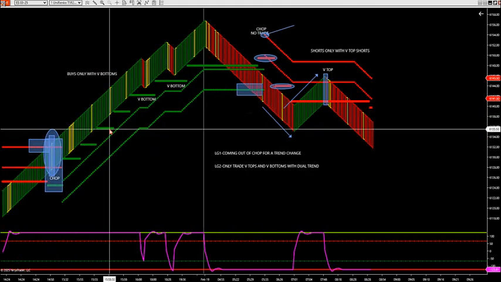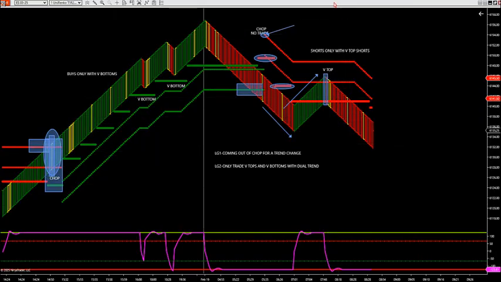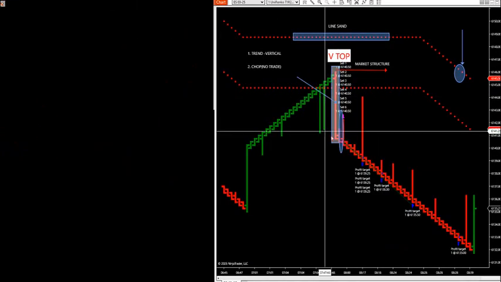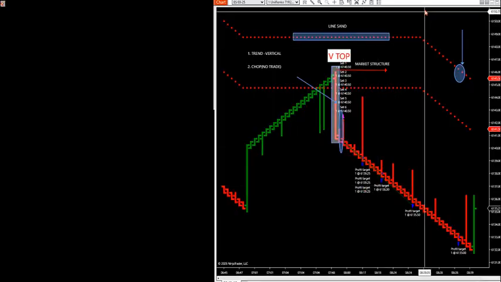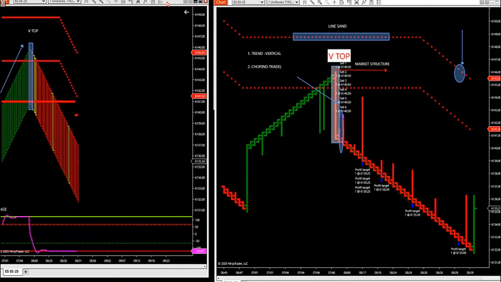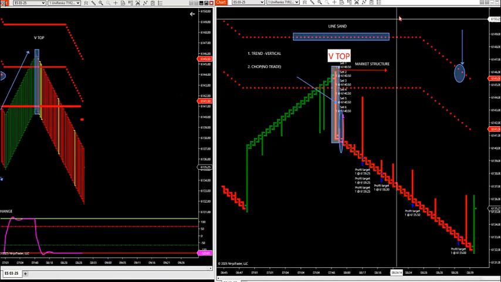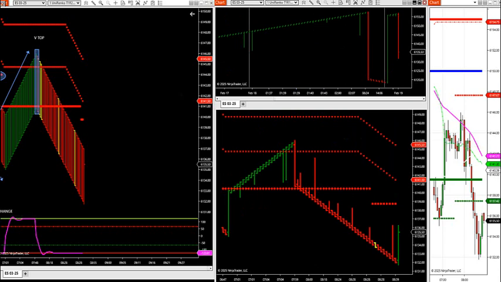But keep it simple, guys, with the algorithm. If it's green, green, we're looking for V bottoms. Red, red, V tops. You can turn the strategy on right here and let it do its work. Turn the strategy on and let it do its work. Let it manage the position for you.